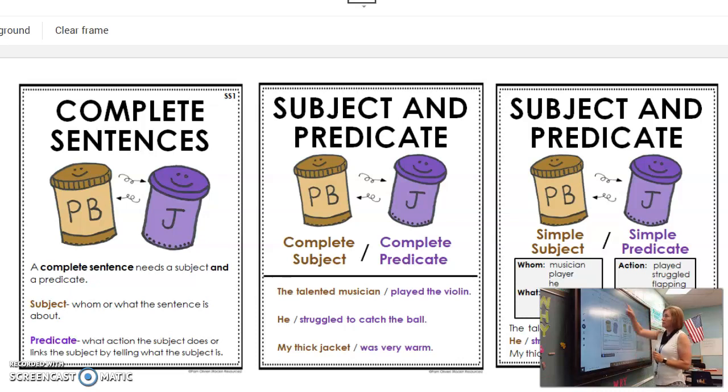This Jamboard called Sentence Structure can be found in your writing classroom, so you have this that you can look for yourself. These posters will help you explain what exactly a complete sentence is. A complete sentence has to have a subject and a predicate. If you only have a subject, it's not a complete sentence. If you only have a predicate, it's not a complete sentence. So what does that look like?